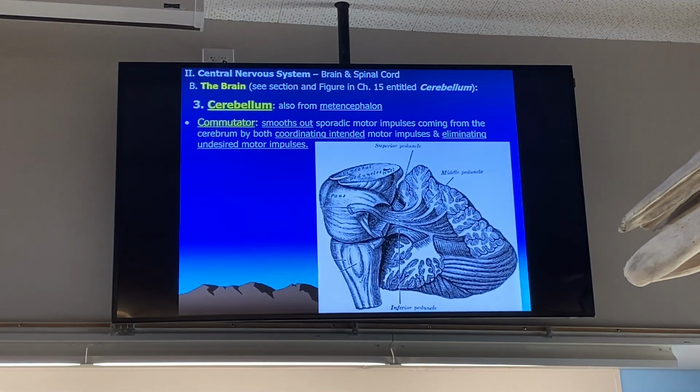Okay, so the cerebellum functions as a commutator. Again, I would write my outline and flow chart. I would include everything that is highlighted, underlined, or bolded. I'm not going to do it on the whiteboard. That's your job. Everybody got it?